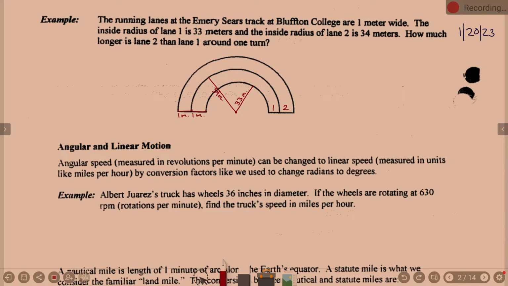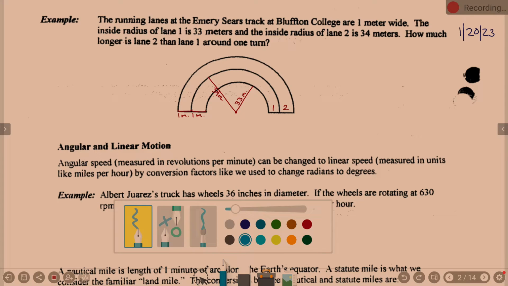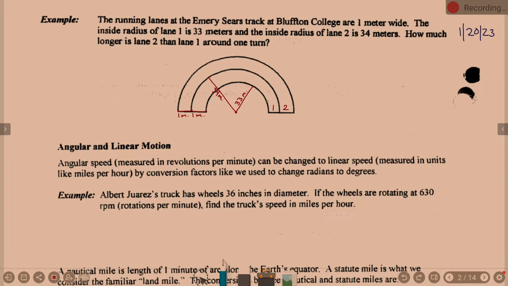Okay, how much longer is lane 2 than lane 1 around one turn? So basically, if this is one of the races where you have to stay in your lane, from here over to here, just around this turn. We're just going based on the picture, okay? From here to here, how much farther is the person in lane 2 running than the person in lane 1? Now, thoughts of what we're going to do here? I need a more specific answer. We're going to have to find the arc length of both lanes.